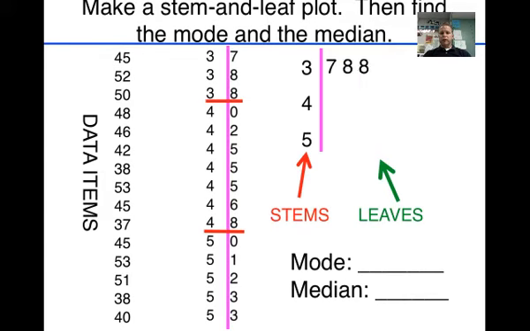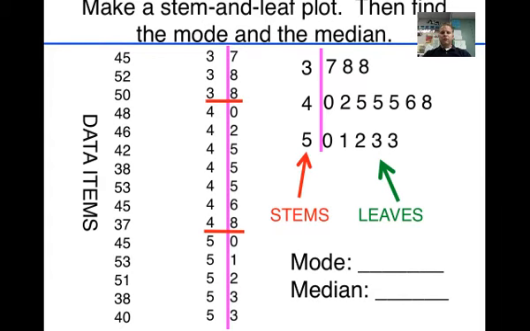So for the 3, we're going to put 7, 8, and 8. What do you think we're going to put for the 40s? So hopefully you said 0, 2, 5, 5, 5, 6, 8. In your head or on your paper, write down what we're going to put for the 50s. And you should put 0, 1, 2, 3, 3.